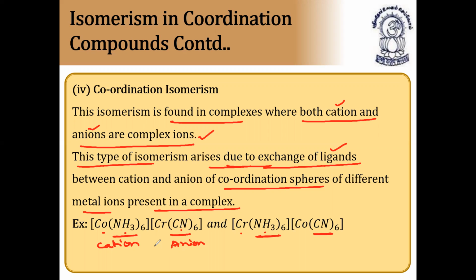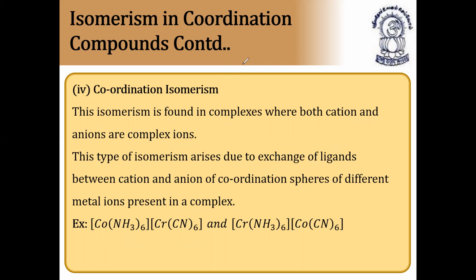So this is about isomerisms: ionization isomerism, hydrate isomerism, linkage isomerism, and coordination isomerism. All the four types of isomerism we have done. More about examples of this we'll discuss now, so that we can go for geometrical and optical isomerism. So this is up to structural isomerism we have done.